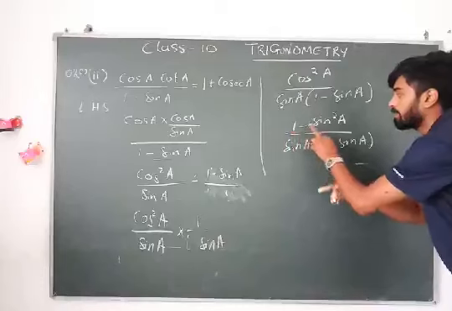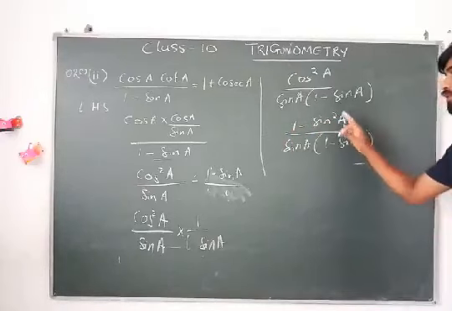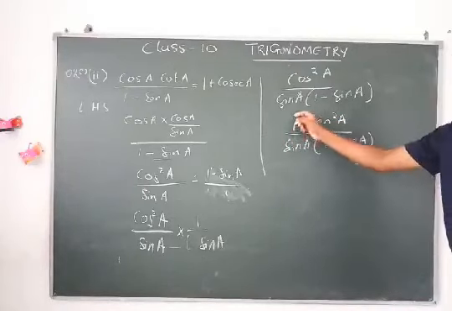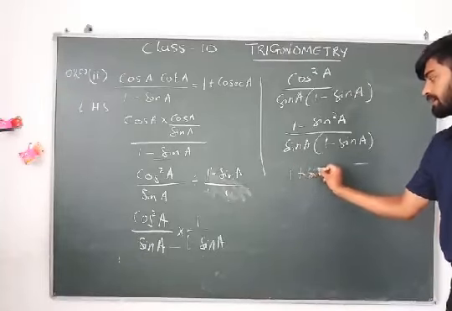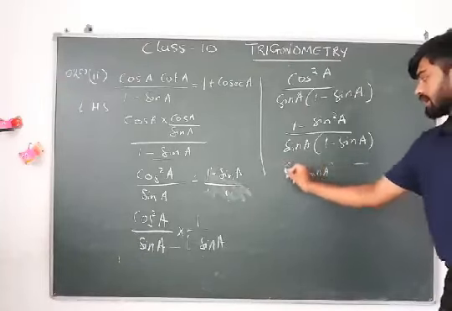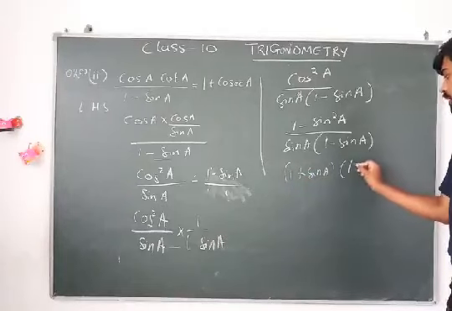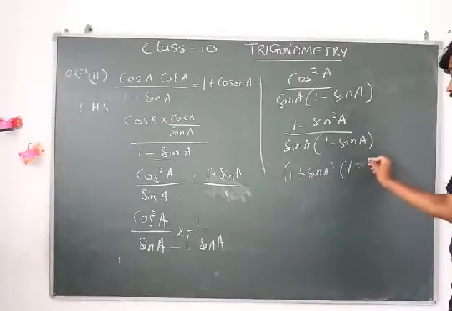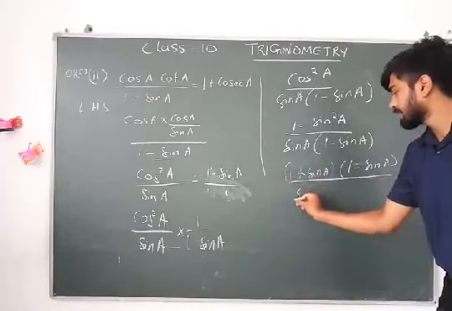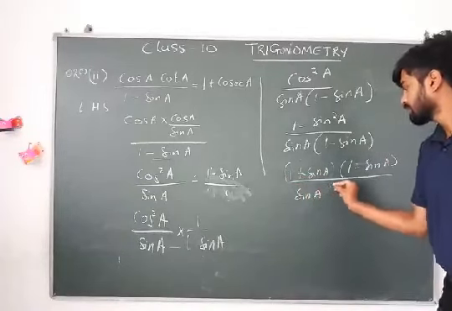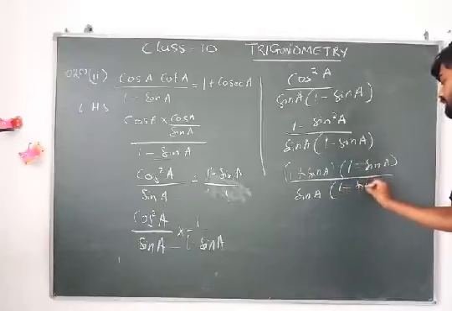Now a square minus b square, I can put the formula of a square minus b square. So I can do the squaring of this also. So what will the formula give? 1 plus sin A, and in the other bracket what will come? 1 minus sin A. And down, as it is, I'll be writing sin A bracket 1 minus sin A.